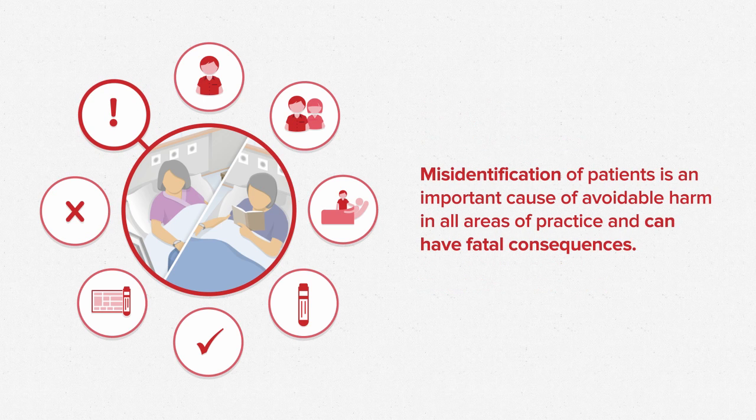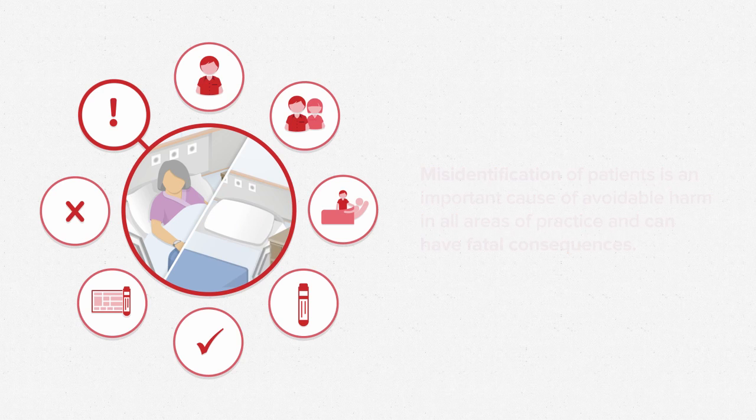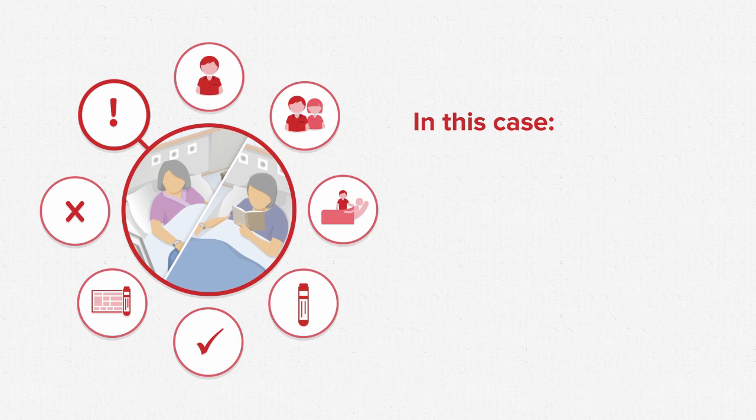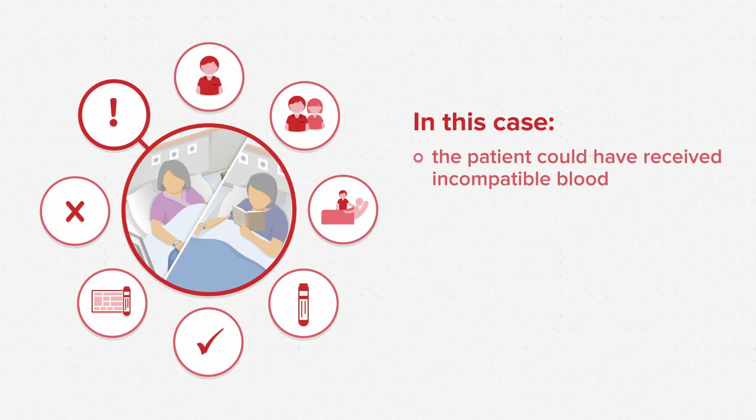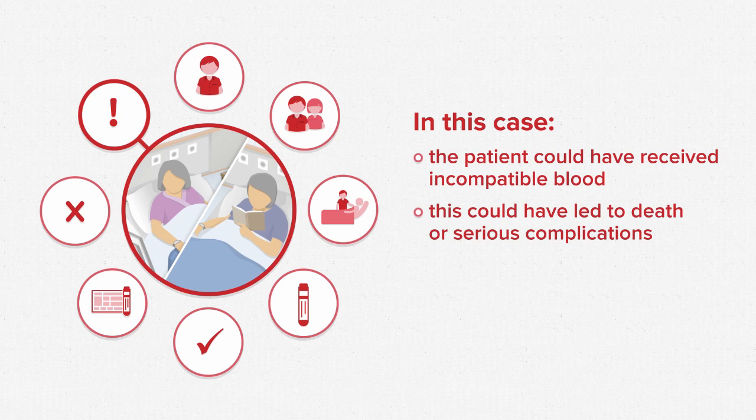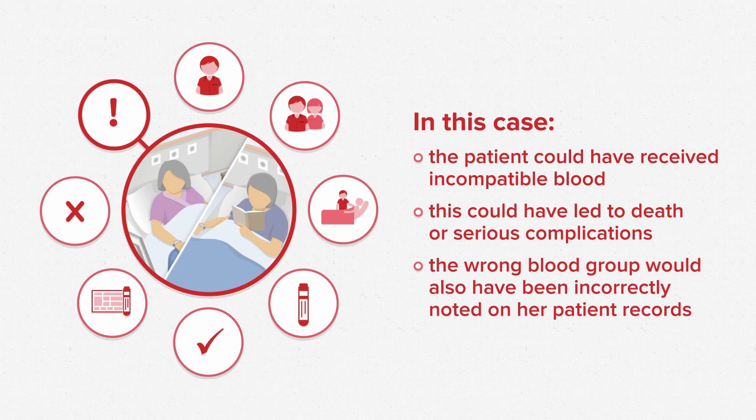Misidentification of patients is an important cause of avoidable harm in all areas of practice and can have fatal consequences. In this particular case, had there been no historical transfusion record for Anne Brown, she could have received incompatible blood. This could have led to death or serious complications due to an ABO incompatibility reaction. The wrong blood group would also have been incorrectly noted on her patient records.